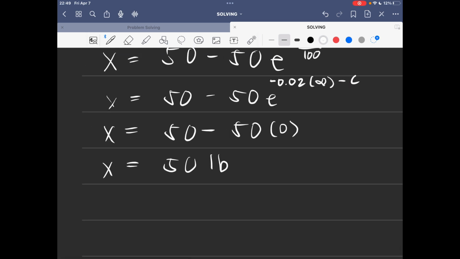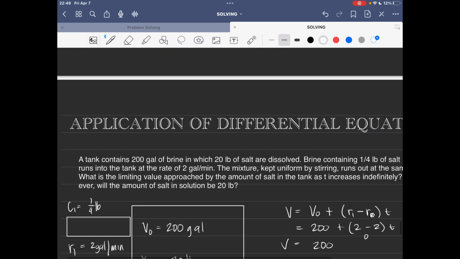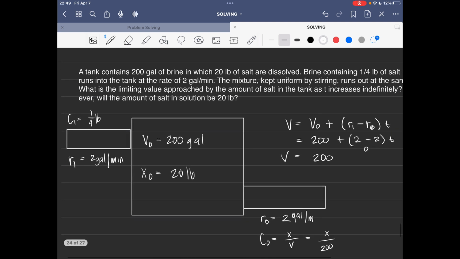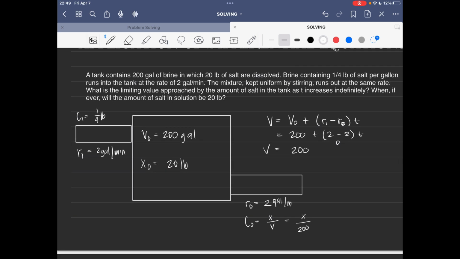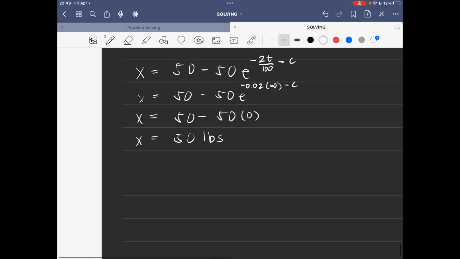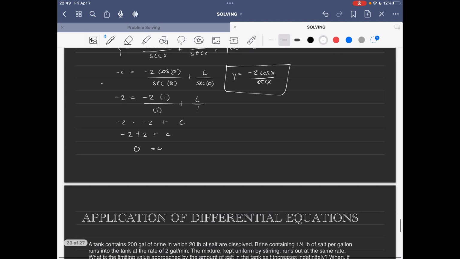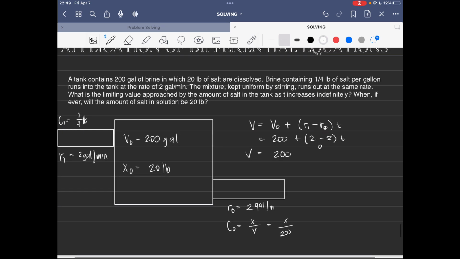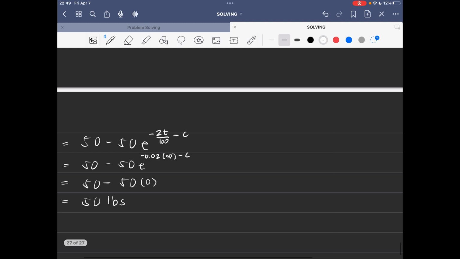pounds in our first problem. So here, what is the limiting value? So our limiting value is x is equal to 50 pounds as t increases indefinitely. So our x is 50. So to solve for the other problem, which is when, if ever, will the amount of salt in the solution be 20 pounds, we are going to solve for t in this problem.